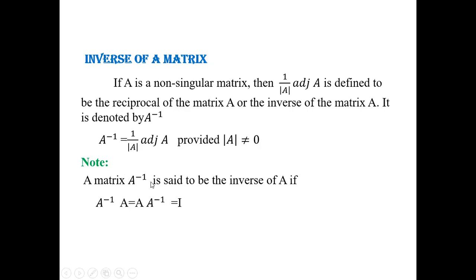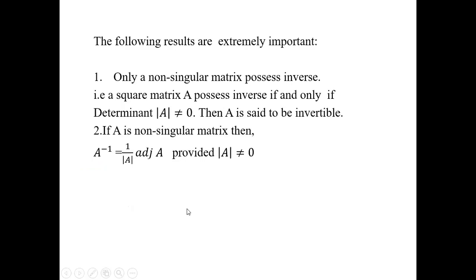Note, a matrix A inverse is said to be the inverse of A if A inverse into A equals A into A inverse equals the identity matrix. The following results are extremely important to find the inverse of a matrix. Only a non-singular matrix possesses an inverse. That is, a square matrix A possesses an inverse if and only if the determinant value is not equal to 0. Then A is said to be invertible. If A is a non-singular matrix, then A inverse equals 1 by determinant A into adjoint of A, provided determinant A is not equal to 0.